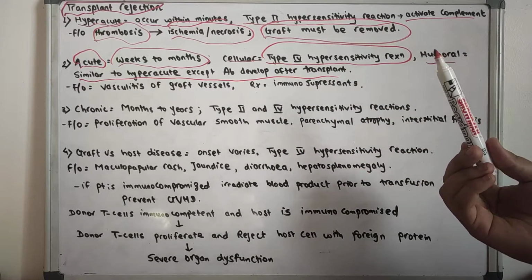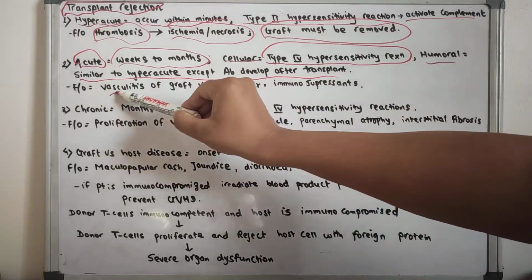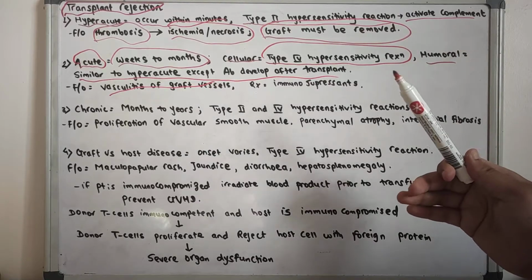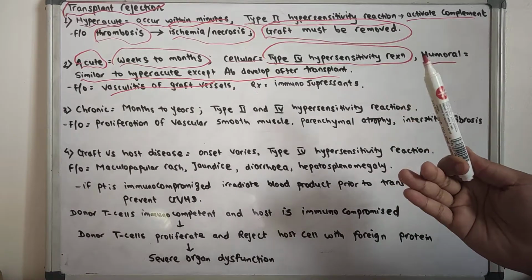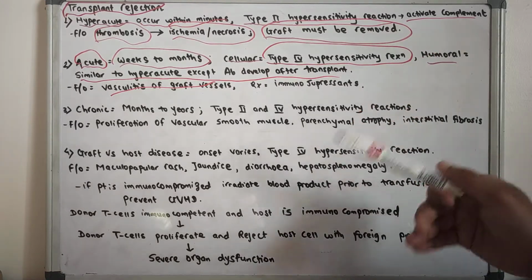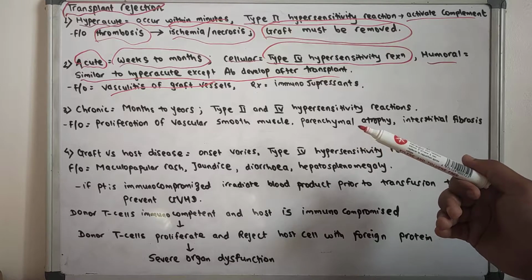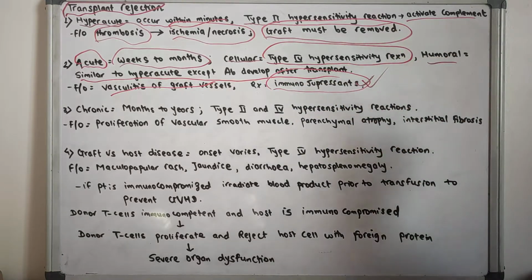So the feature we see in the acute transplant rejection is vasculitis of the graft vessels, and vasculitis of the graft vessel with dense interstitial lymphocyte infiltration can be seen in the pathology. To prevent or reverse this acute type of transplant reaction, we should give immunosuppressants to the recipient.